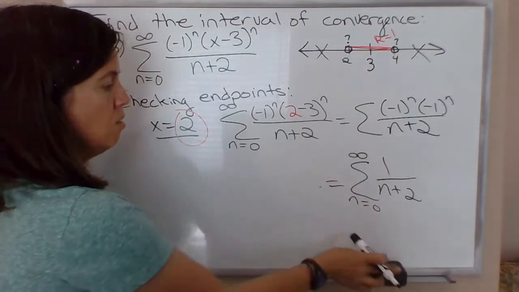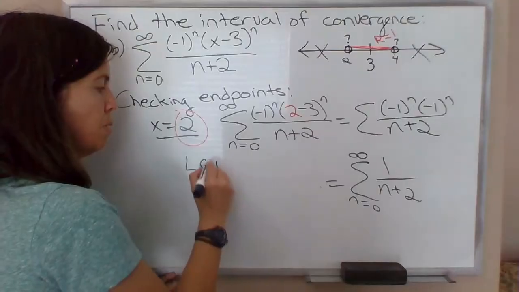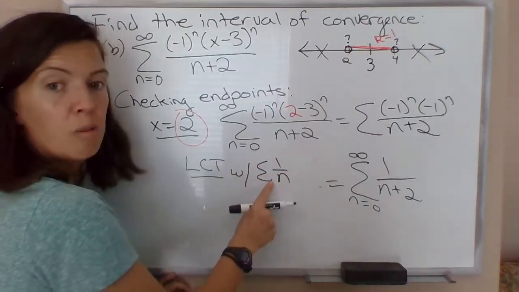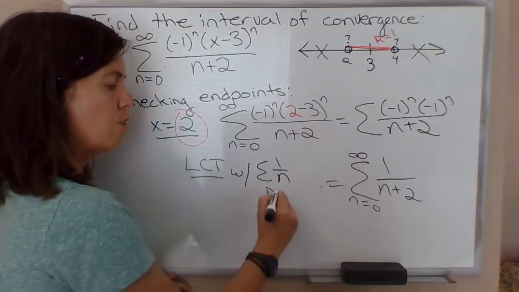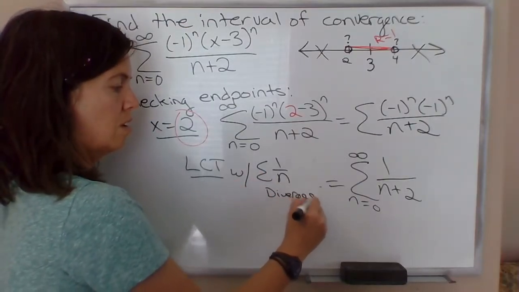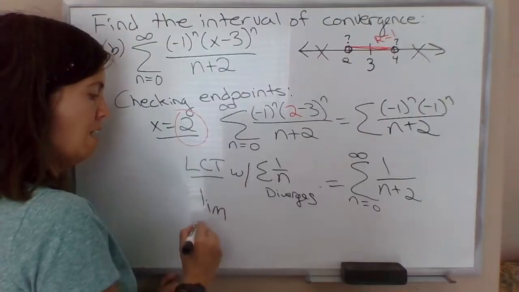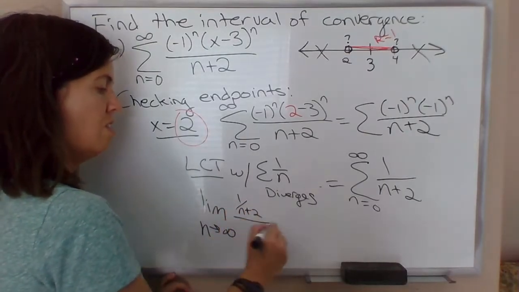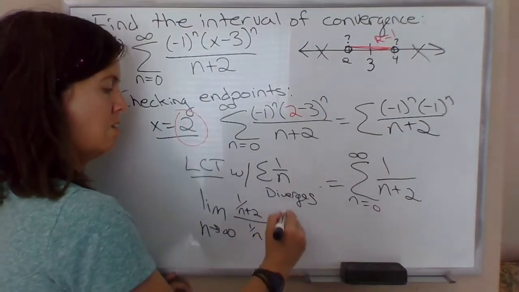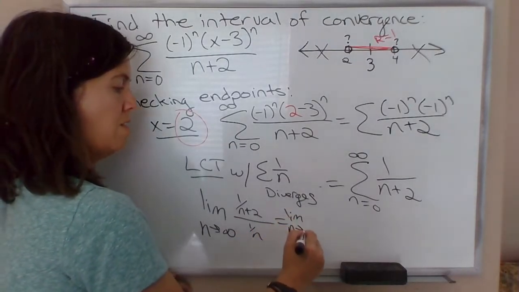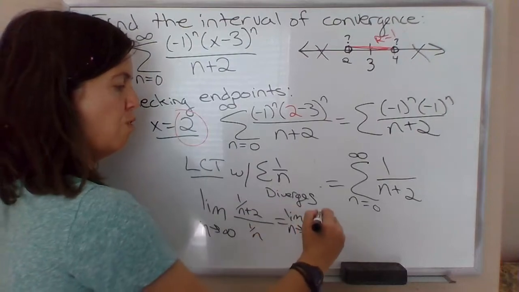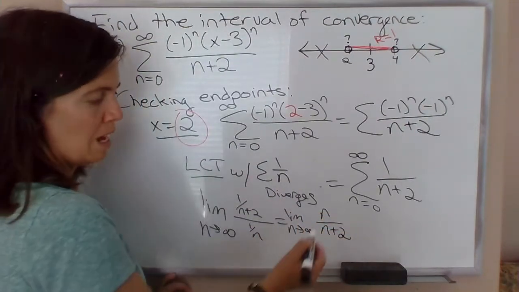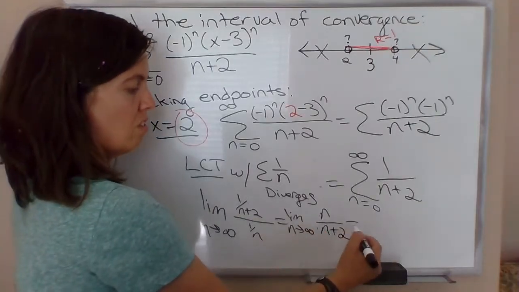So with that series, I would do the limit comparison test with the series 1 over n, the good old harmonic series, which we know diverges. If you take the limit as n approaches infinity of our given series over 1 over n, you'll have the limit as n approaches infinity. Bring this up, flip it over. It's going to be n over n plus 2 when you multiply that out. So the ratio of the leading coefficients is 1 over 1.